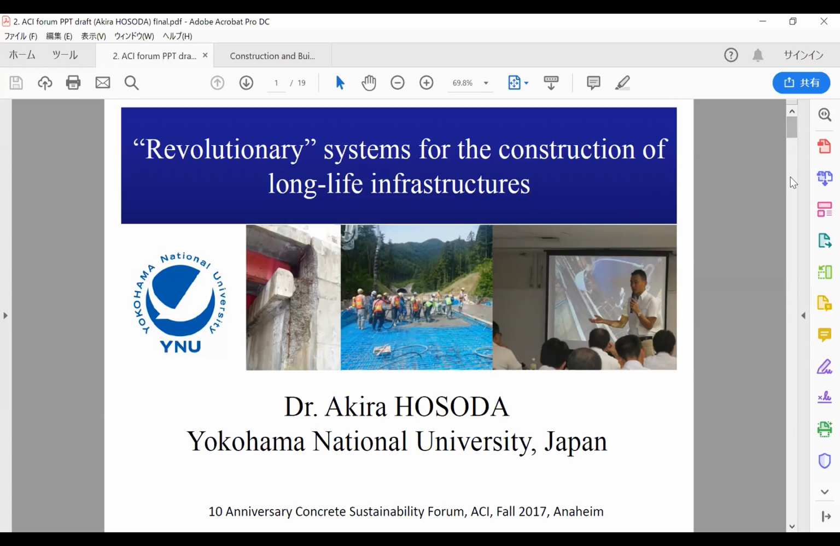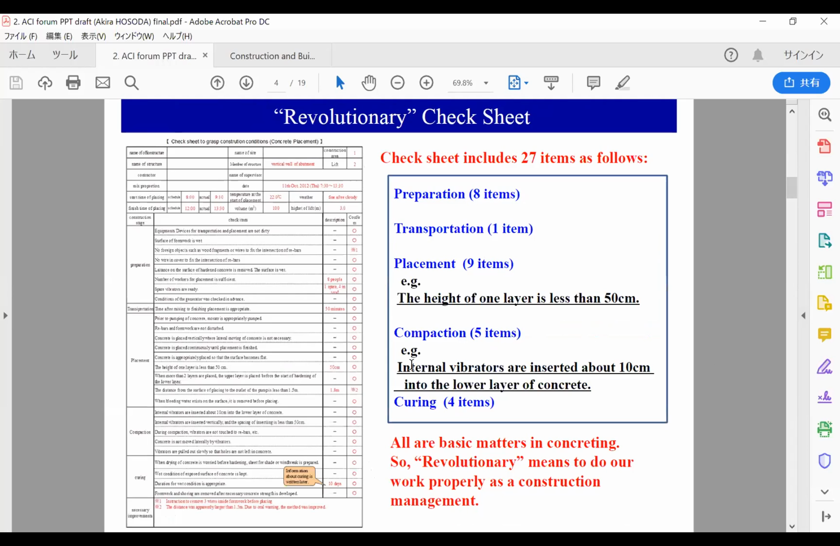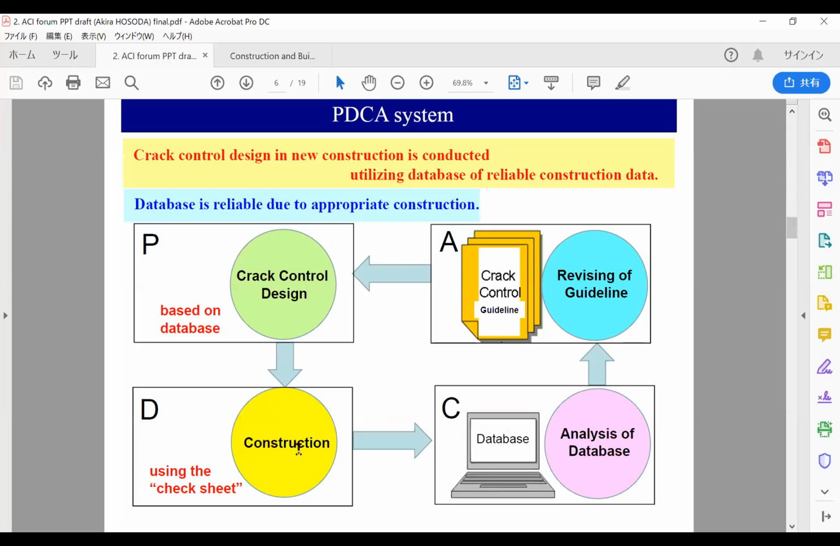So again, it is a review. They wanted to control harmful cracks. Right now, you don't know the details of this check sheet. I'll tell you later. But anyway, according to their development, good concreting work can be done. I need to use this slide.